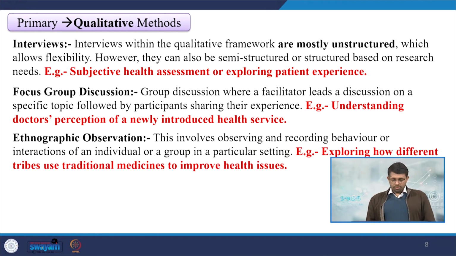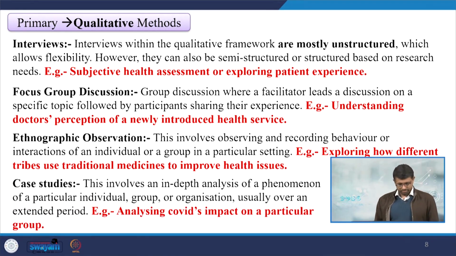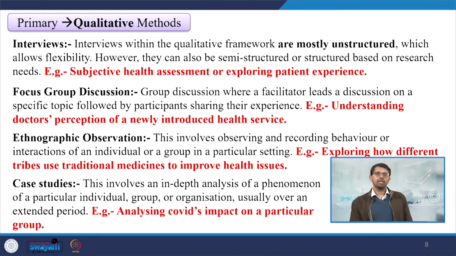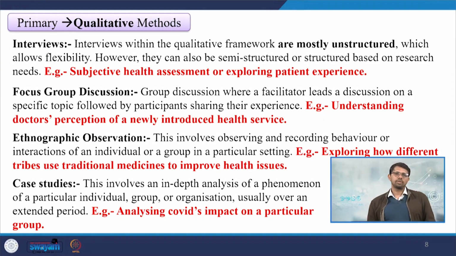Another is called ethnographic observation. This involves observing and recording behavior or interactions of an individual or a group in a particular setting. For example, exploring how different tribes use traditional medicines to improve their health issues. Another qualitative micro or observational data source is case studies. This involves in-depth analysis of a phenomenon of a particular individual, group or organization, usually over an extended period. For example, analyzing COVID impact on a particular group can be considered a case study.